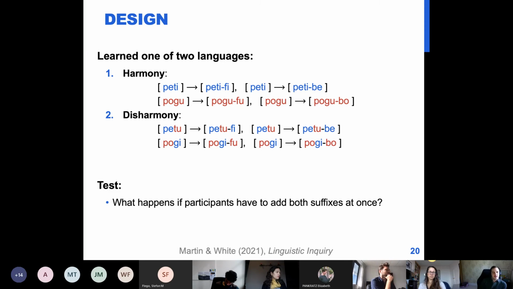So the test in this experiment is going to be what happens if we force participants to add both of the suffixes at one time without telling them that that's what they're going to be doing.